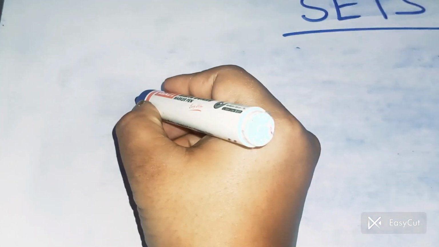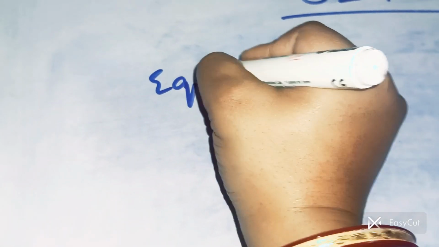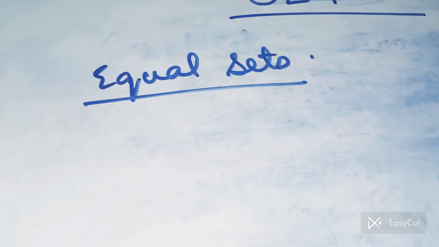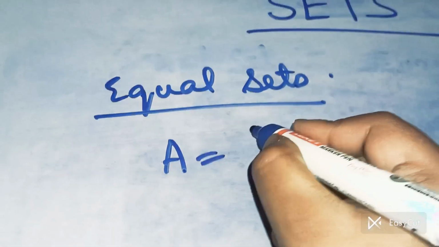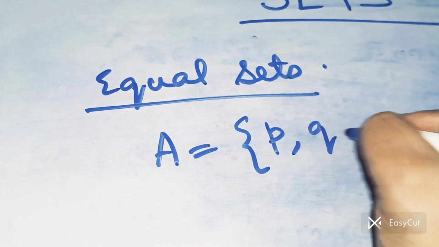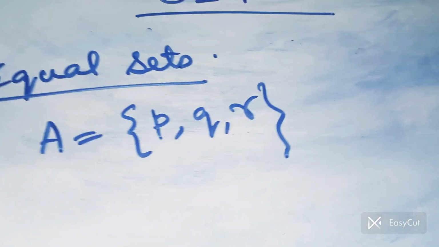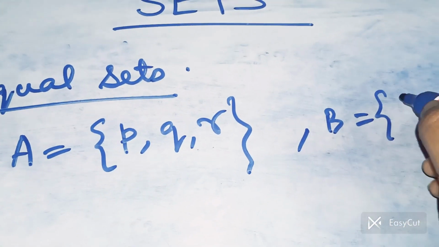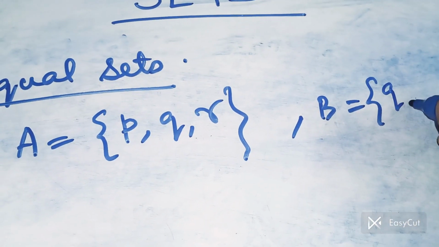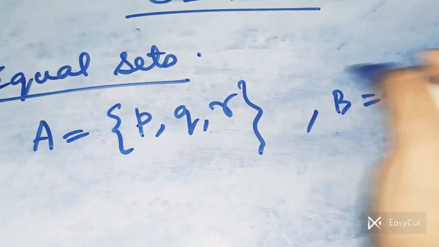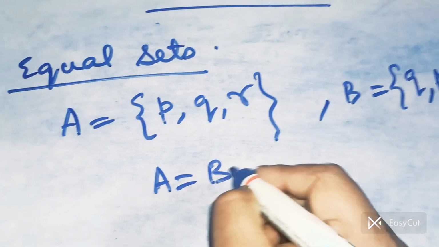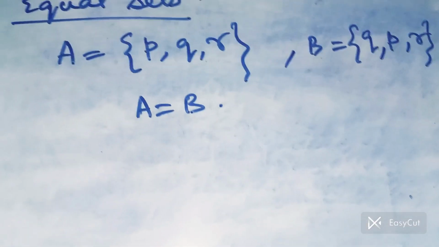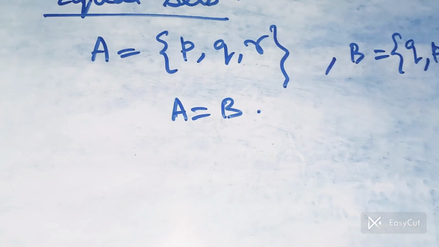Okay, next comes the equal sets. Two sets are said to be equal if their elements are the same. Suppose A equals P, Q, R and B is another set which also contains the same elements. Then A equals B. A and B are said to be equal sets, when they have the same elements in them.